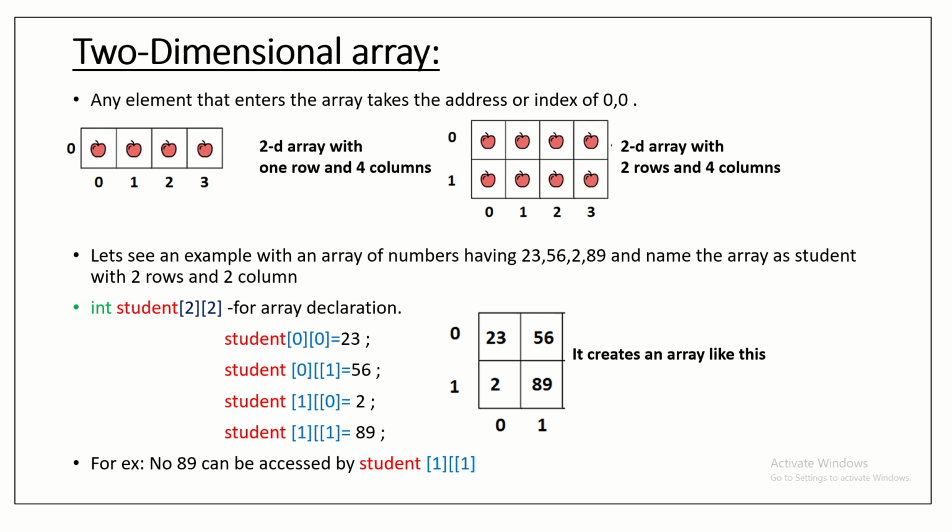And here also, if I want to call the element 89 from that array, first I will call the array name student with the row number and the column number inside the square brackets. The row number of 89 is 1 and the column number of 89 is also 1. So I will call it like this: student, 1 in the first square bracket and 1 in the second square bracket.